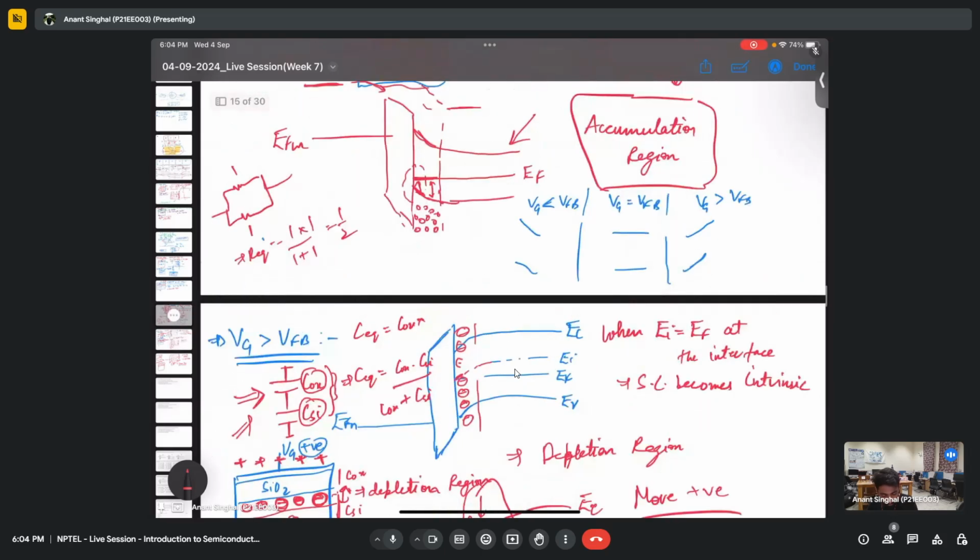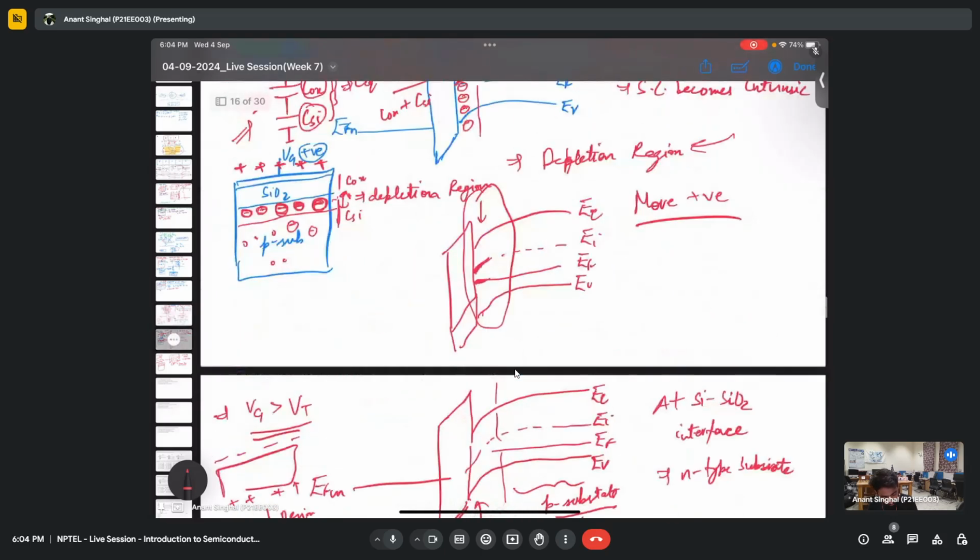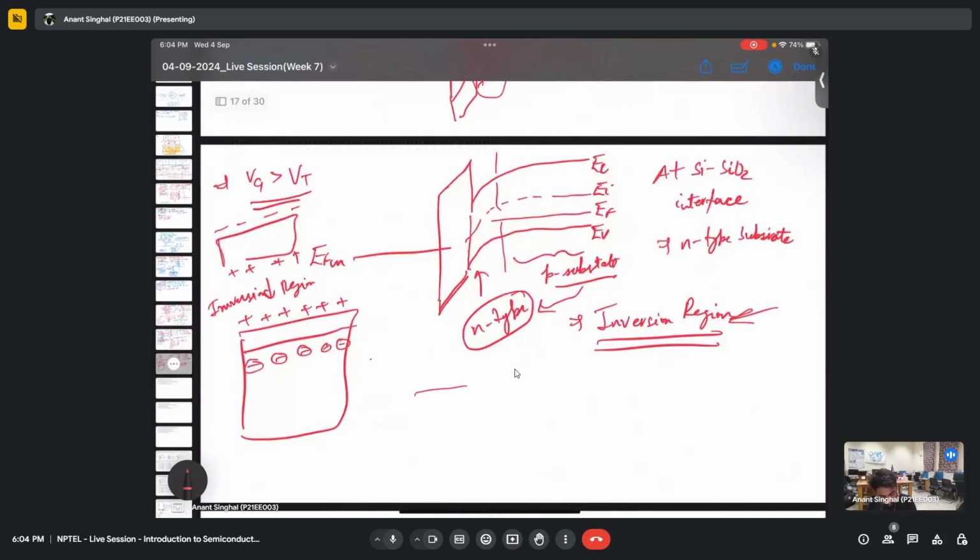So there are three regions: one is the accumulation, one is the depletion, and one is the inversion. And this is how the CV is getting made. Does it make sense to everyone? So this is the major working.